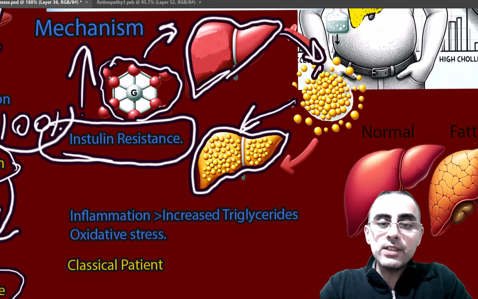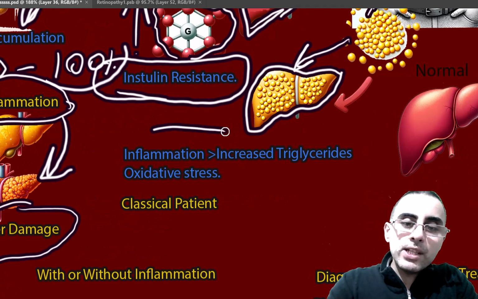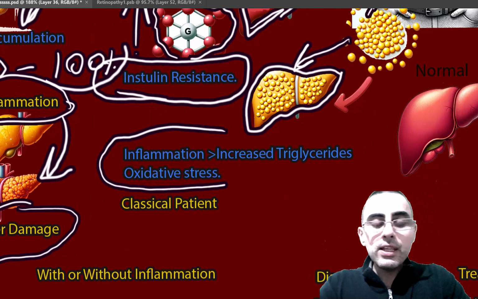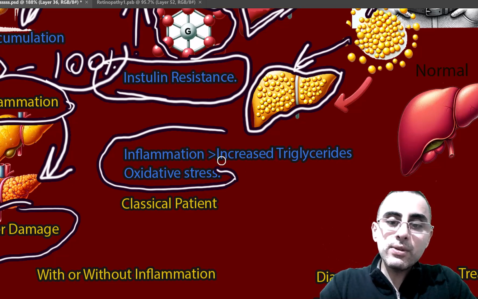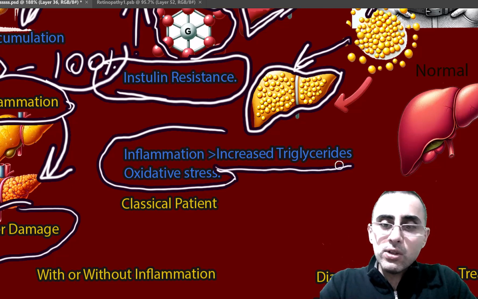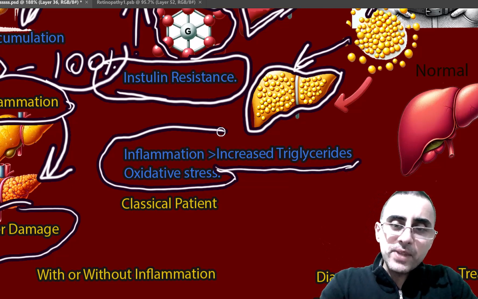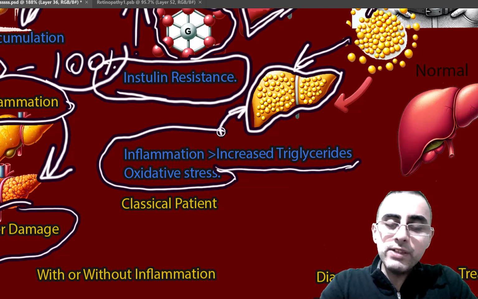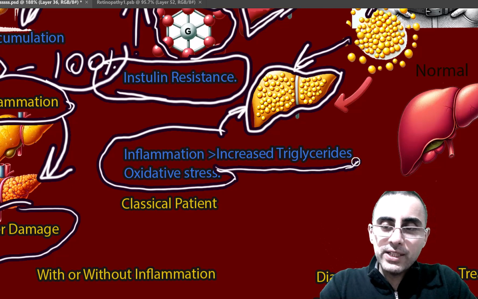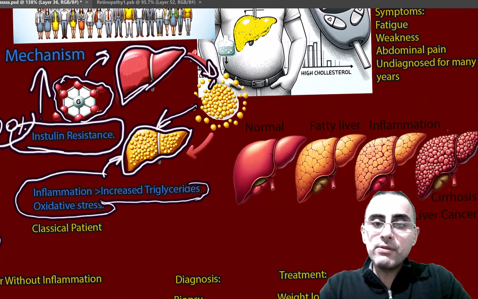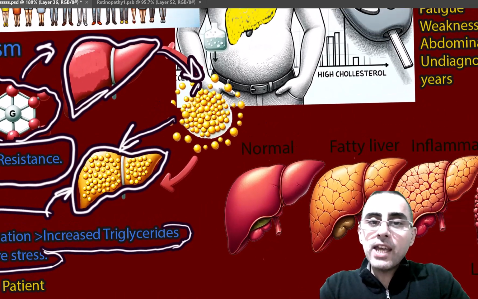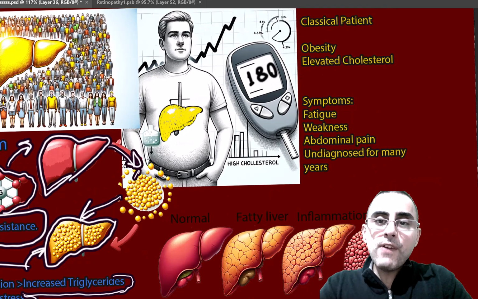Another mechanism is inflammation and oxidative stress. Inflammation and oxidative stress both damage cells and DNA, and they cause increased triglycerides. This damage of cells also decreases the ability of liver cells to metabolize and burn fat efficiently, and it causes accumulation of this fat in the liver.